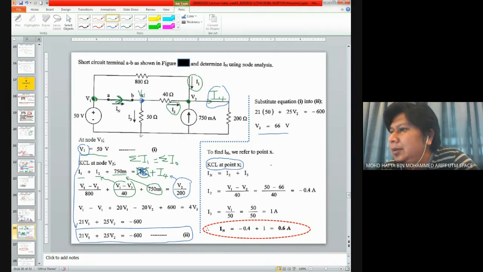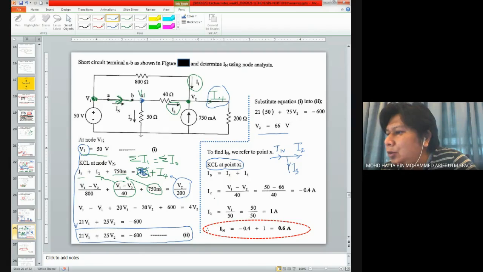If I draw it back, IN is here, I2 goes this way, and we have another current over here. This is the correct I3. This is wrong, this should be I4. Looking at this junction, IN is current coming in, and I2 and I3 are current coming out. So IN equals I2 plus I3.